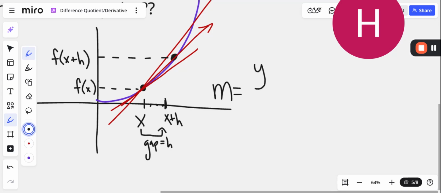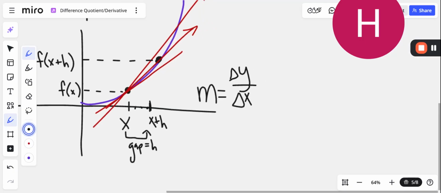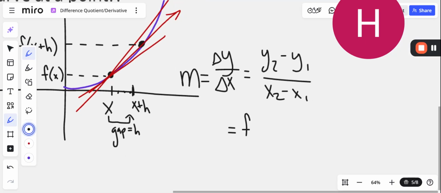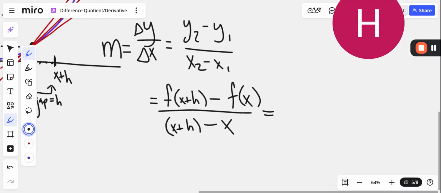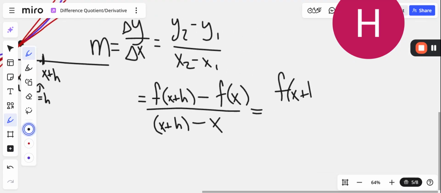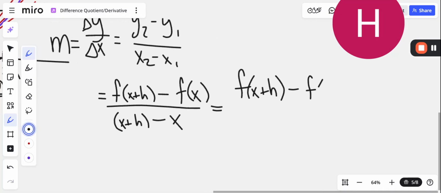Remember, it's the change in y over the change in x, or in this case, the change in the function value. So it's like y2 minus y1 over x2 minus x1. But instead of y2 and y1, and instead of x2 and x1, I'm going to call this f of x plus h minus f of x over, instead of x2, x plus h minus x. And this actually simplifies. Right? Basic arithmetic. You have a minus x, so we can cancel the x and minus x. And we end up with this very interesting expression, f of x plus h minus f of x over h.